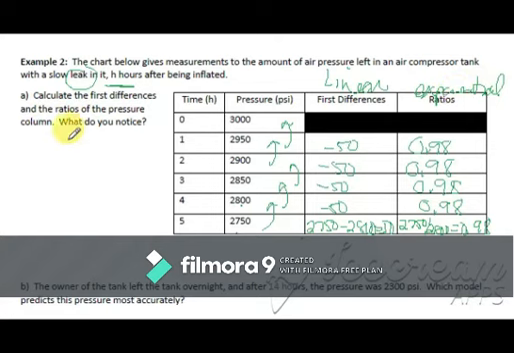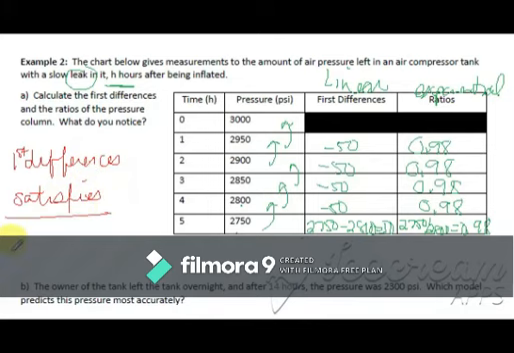So A asks us to calculate the first differences and the ratios. What do you notice? So what do we notice? So the first differences satisfies. Okay, and then the ratios are also satisfied. So really what we're thinking, is it linear or is it exponential? Okay, it could potentially be either one. So this is just an example just to get you guys thinking.